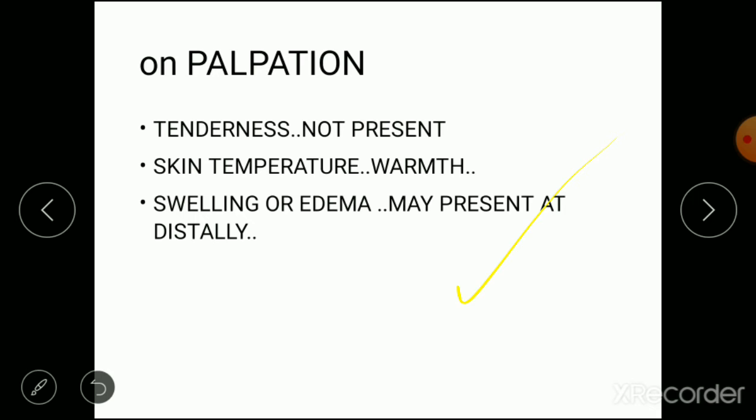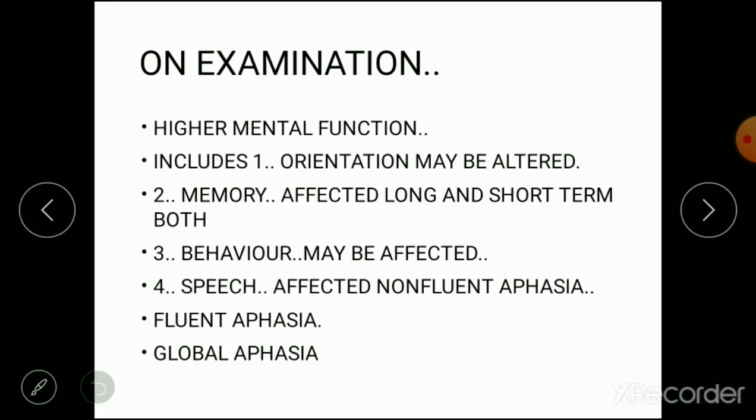Then on palpation, you have to check the tenderness, which is not present, and skin temperature, that is warmth. Swelling or edema may be present distally in the MCA patient. Then on the examination, in SOAP we can't include the neural examination, but in the neuro case, the MCA, we have to examine the higher mental functions, which includes the orientation of the patient. So in the MCA patient it might be altered.